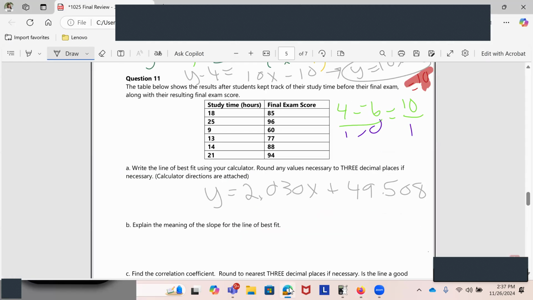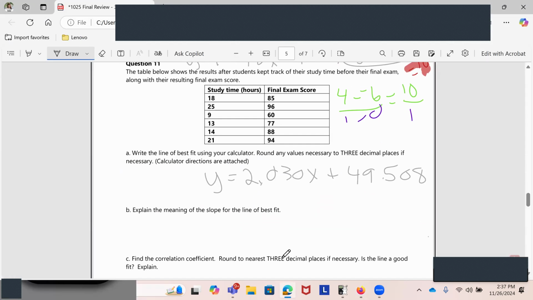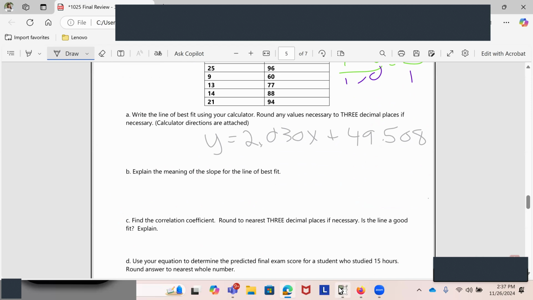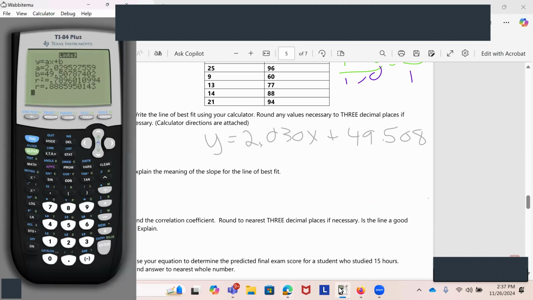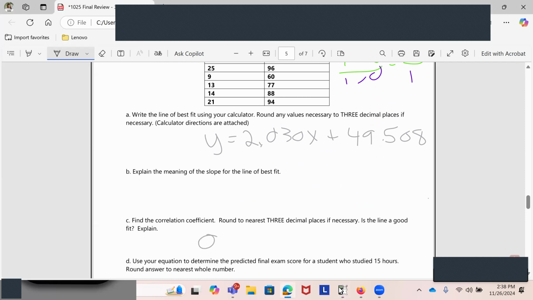It says that your final exam score increases by 2.030 points for every extra hour that you studied. Again, I love the fact they're asking us for the meaning of this stuff. And then the correlation coefficient was the R on my calculator, which is 0.889 if we round it to 3 decimal places. And is it a good fit? The answer is yeah, it's pretty good. I'd like to see it closer to 0.9, but it's still a pretty good fit. It's not close to 0. The data is roughly aligned, is what that means.